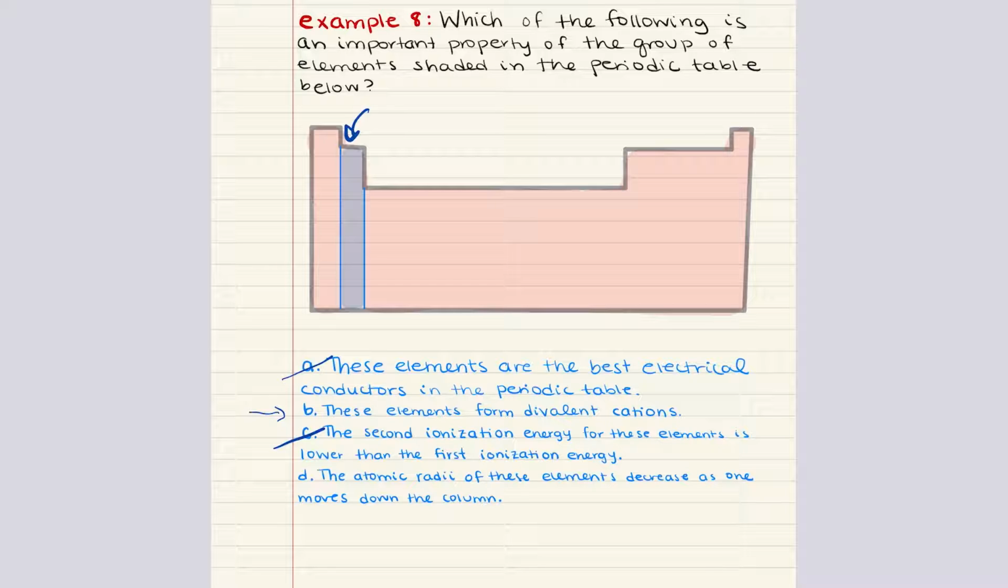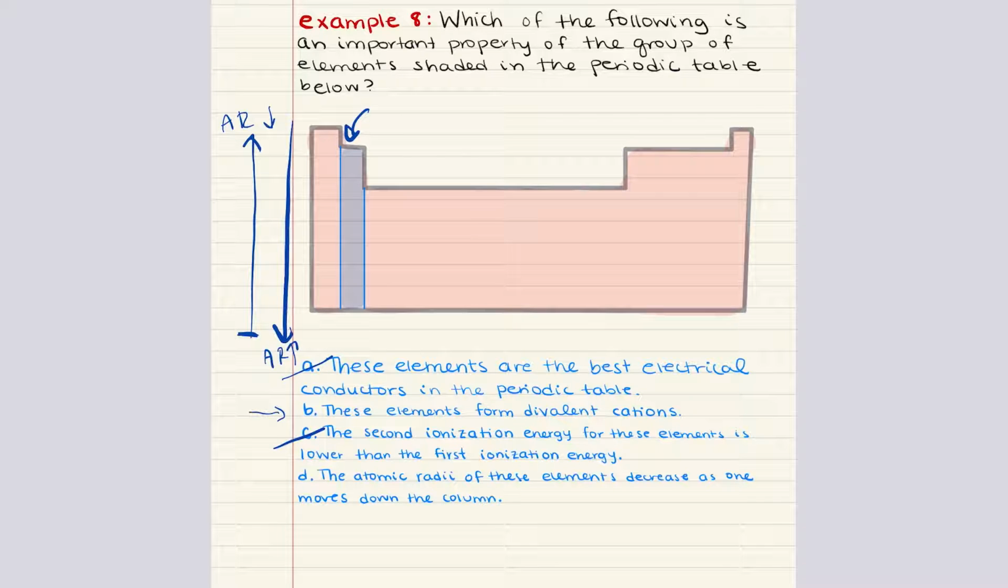This is also incorrect because the atomic radius actually increases as you move down a group in the periodic table. Now, when we learned the trend for atomic radii, what we said is that going from bottom to top, atomic radius decreases. All right. That means the opposite is also true. Going from top to bottom, the atomic radius increases.